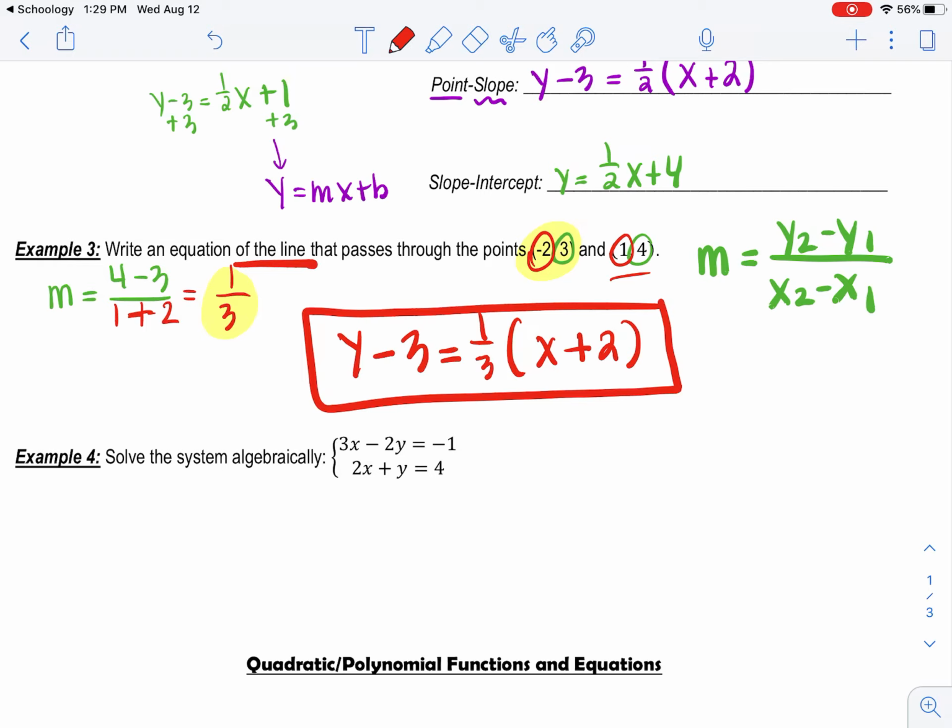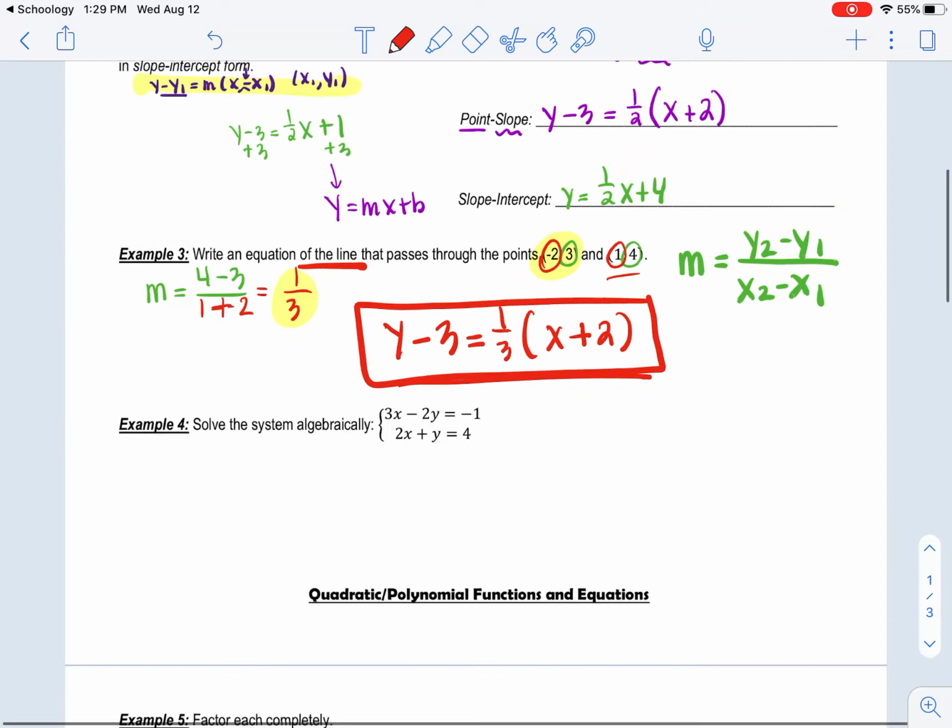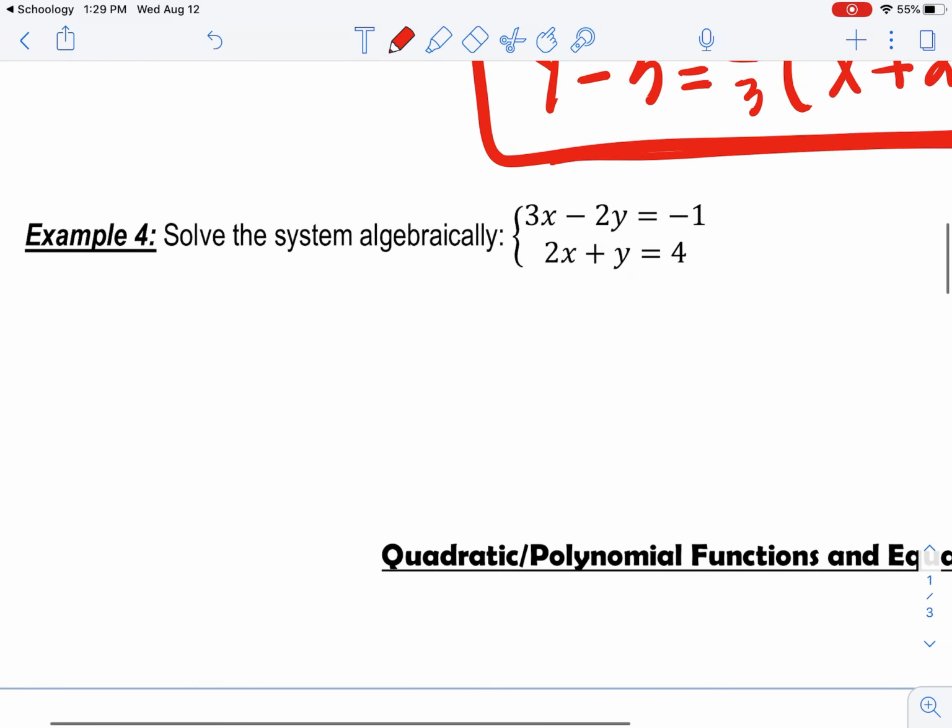Okay, now if you're like, wait, why didn't I put it in slope intercept form? It's because it said write an equation of the line. This is an equation of a line. Why would I go any further, right? It's more work. All right, next one, solve the system algebraically.